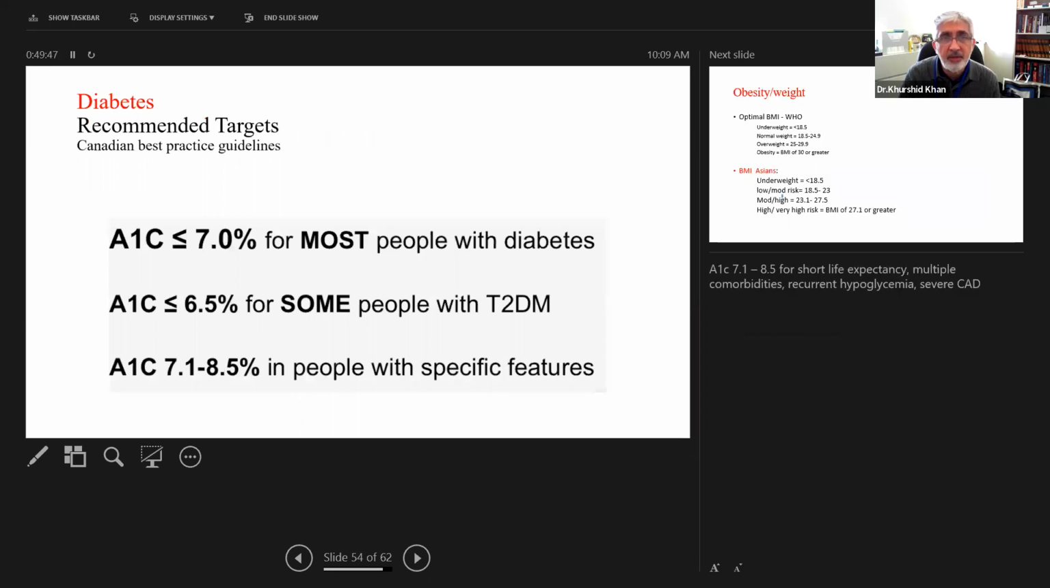And for diabetes, the Canadian recommendations are that A1C should be targeted to less than 7, and to less than 6.5 with type 2 diabetes, and it may be allowed a little higher in specific situations where patients may experience other symptoms as a result of low blood sugar.